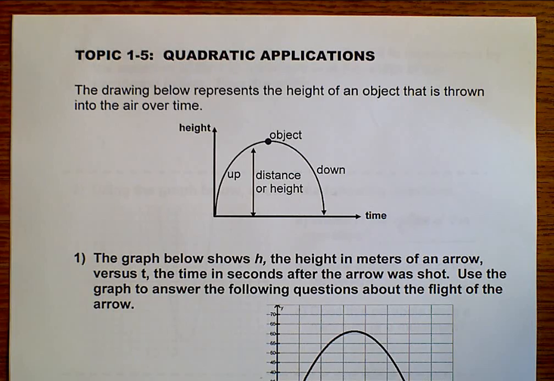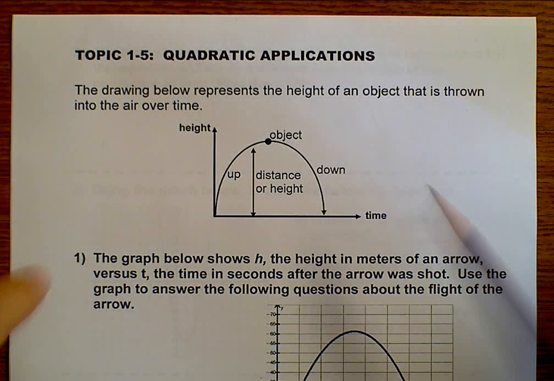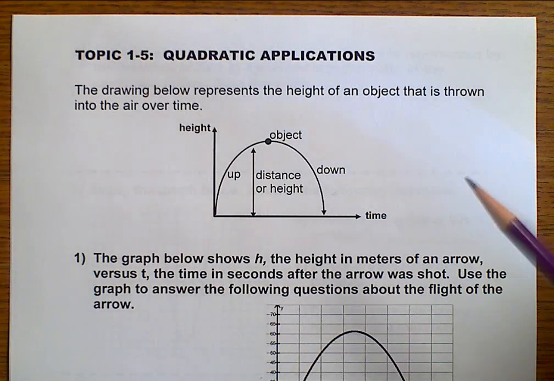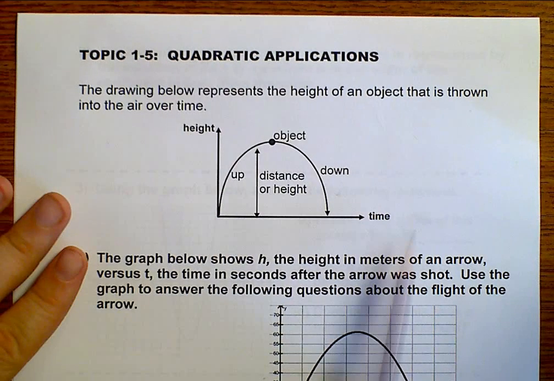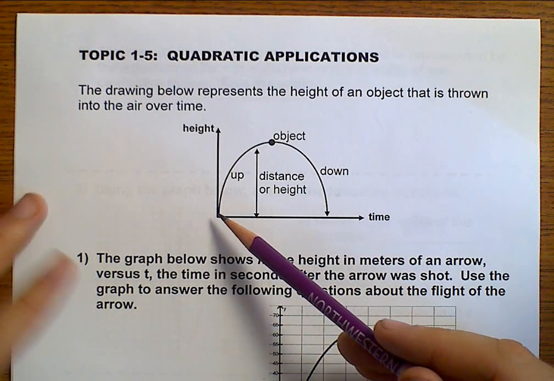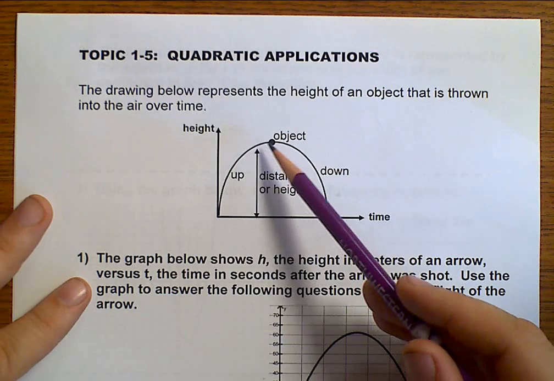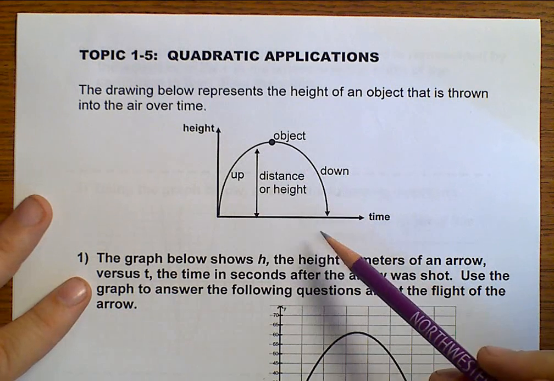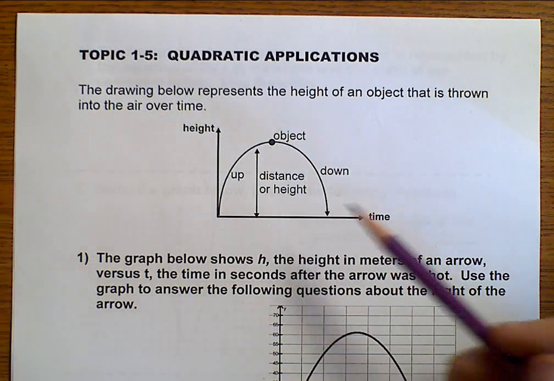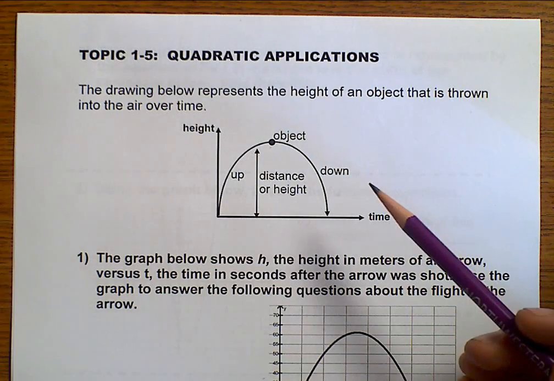Again, this is part of the review for algebra unit, so my algebra classes may be watching this towards the end of the year. The drawing below represents the height of an object that is thrown up into the air over time. So as time passes, if you throw an object or kick a ball or shoot an arrow up, it's going to follow a graph that looks something like this. It's going to go up, reach the peak, and then go down. This is a quadratic function.